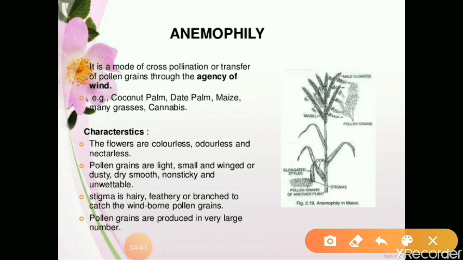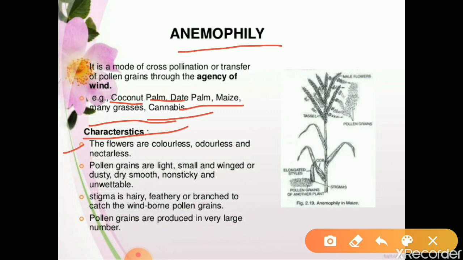Next we can learn about anemophily. What is anemophily? It means the pollination which takes place with the help of wind we can call anemophily. Examples: coconut, palm, date palm, maize, many grasses and cannabis. In all these plants, which type of pollination takes place? Wind pollination is only possible. Okay. Next we can learn what are the characteristic features of anemophilous flowers.